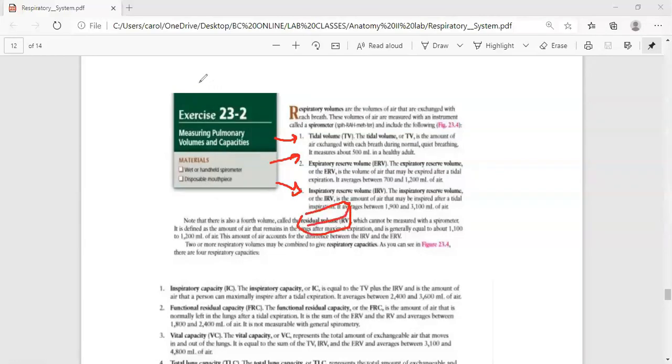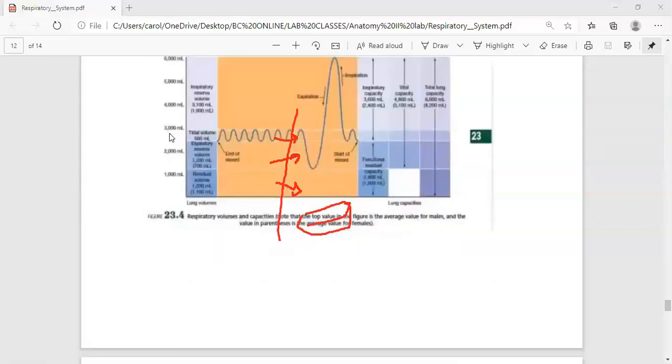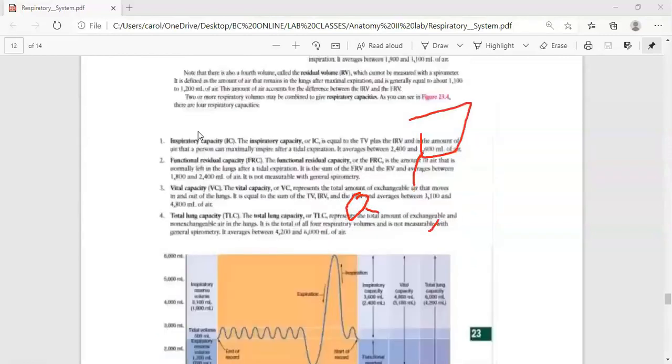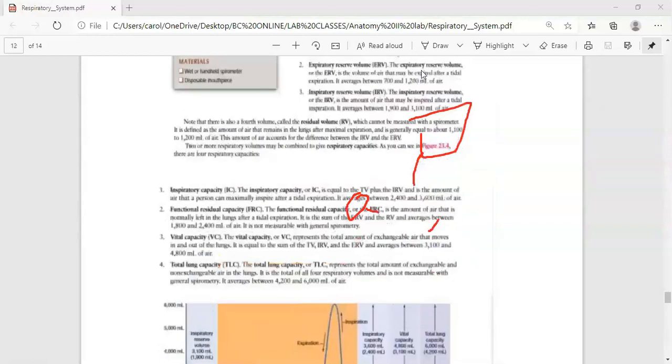Okay, so then there is a device that we use in order to measure these volumes, and that's going to be called a spirometer. Well, right here, this is a handheld spirometer. The person obviously puts the mouth in here and blows the air in there. The needle moves and is going to indicate what the volume was. Those are the volumes.